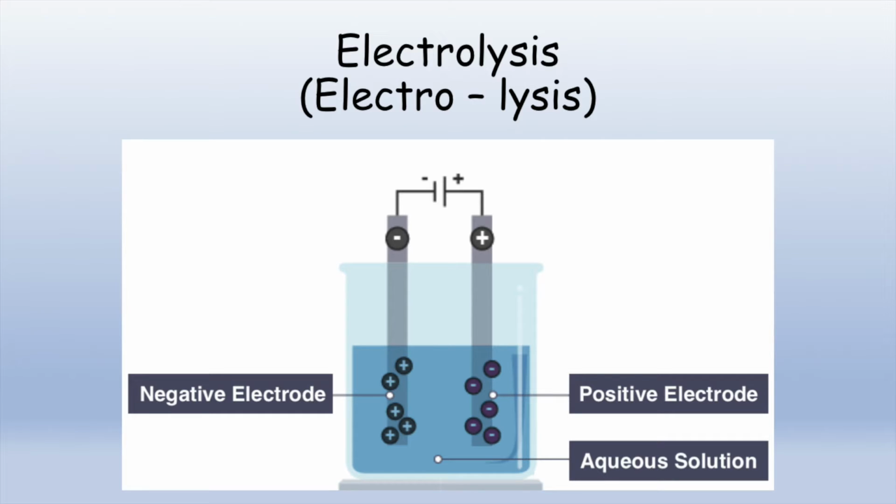The term electrolysis can be broken down into two parts, electro and lysis. Electro meaning electrical and lysis meaning to loosen. So we're loosening or breaking using electricity. So in simple terms, we're using an electrical current to break down ionic compounds.